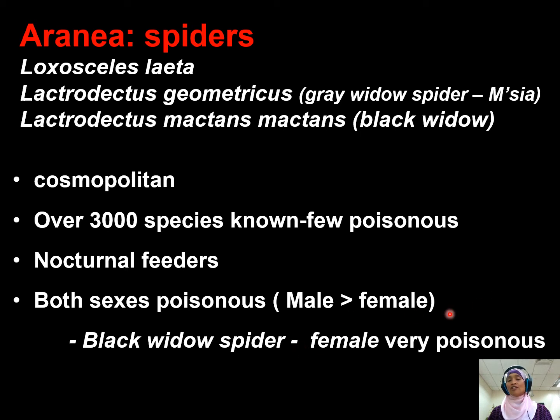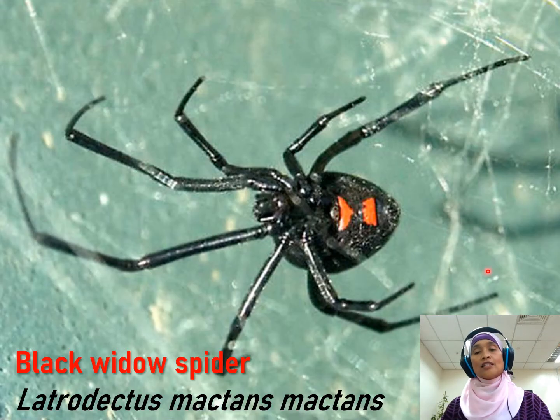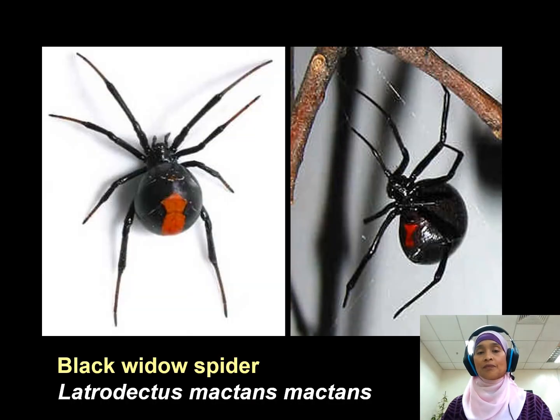Interestingly, both male and female spiders have poison. If you are familiar with the black widow spider, the female is very, very poisonous. This is a photograph of a black widow spider. However, this spider is not present here in Malaysia. Again, this is another picture of a black widow spider. It's got the classical red streak on its body.